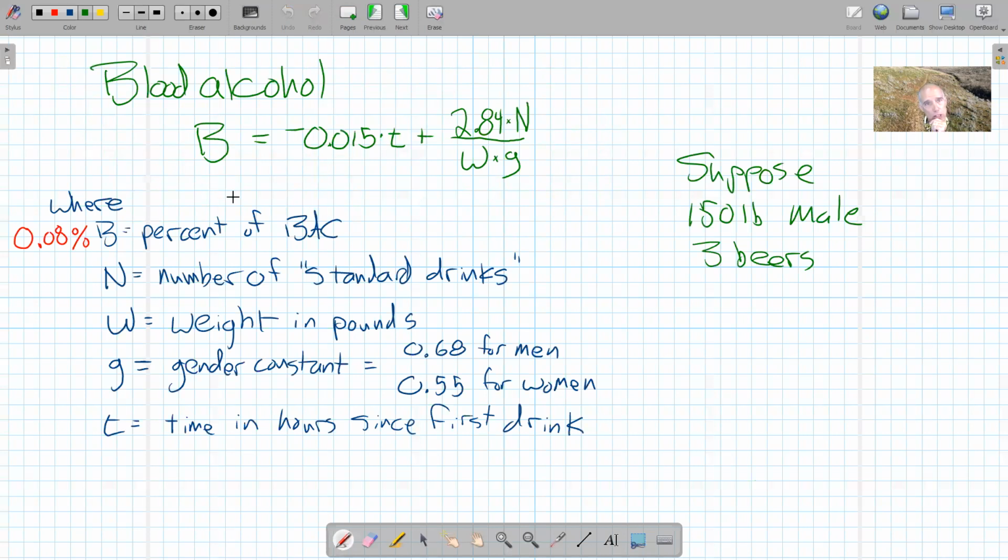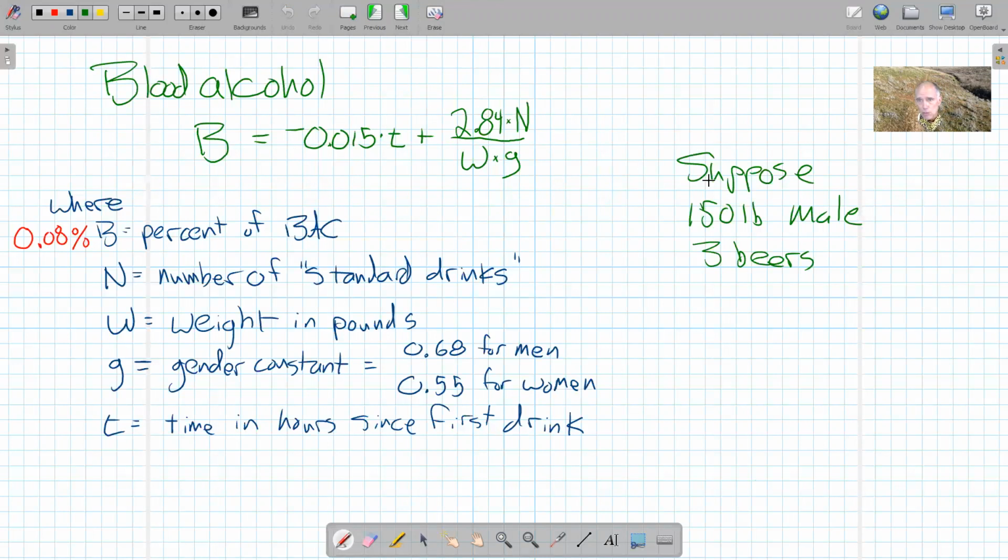So blood alcohol equation, there are numerous ways to estimate blood alcohol with an equation besides actually measuring someone's blood sample. And this one says take negative 15 thousandths times the time, and then add this crazy fraction that has 2.84 times n, the number of drinks, in the numerator, divided by the denominator, which is weight times gender. And there's a gender calculation right there. And so I could put this into my spreadsheet. First, I think I'm just going to focus on the fraction here.